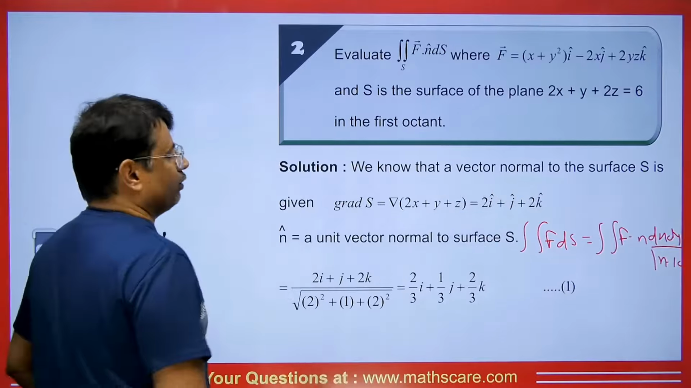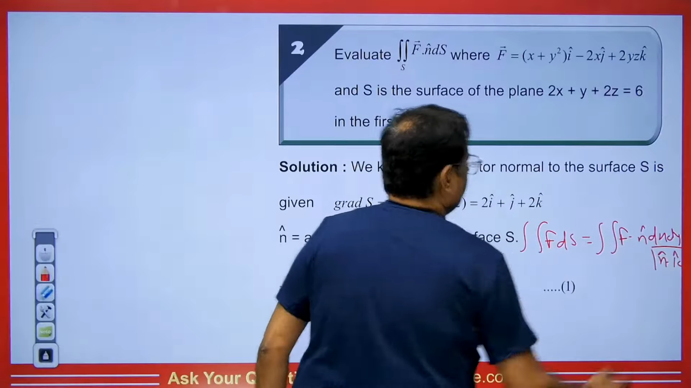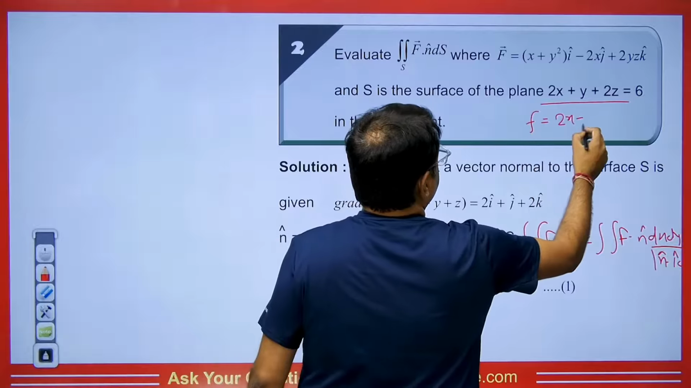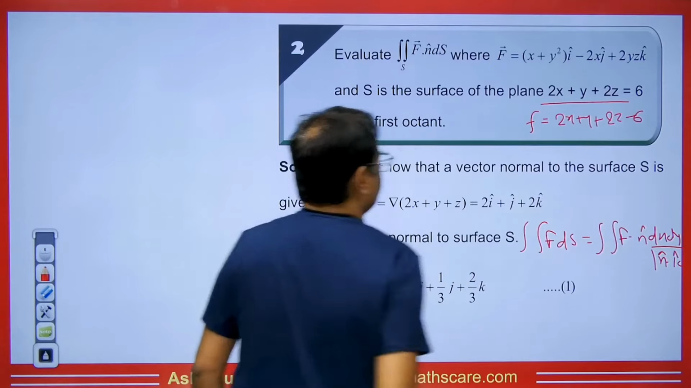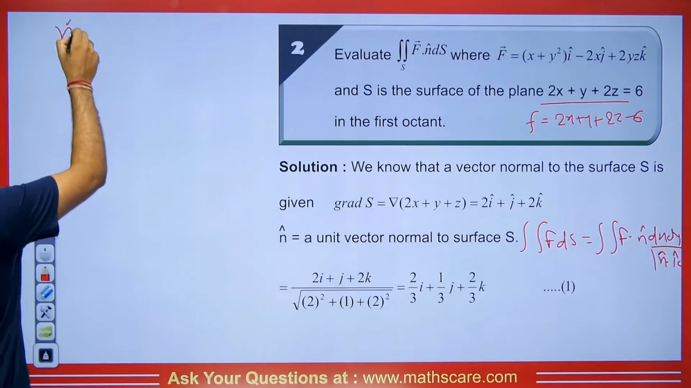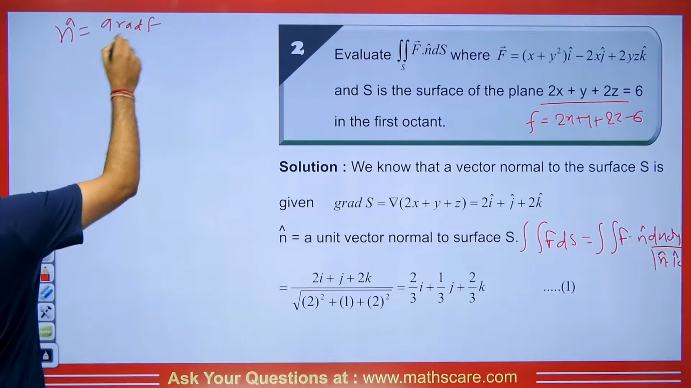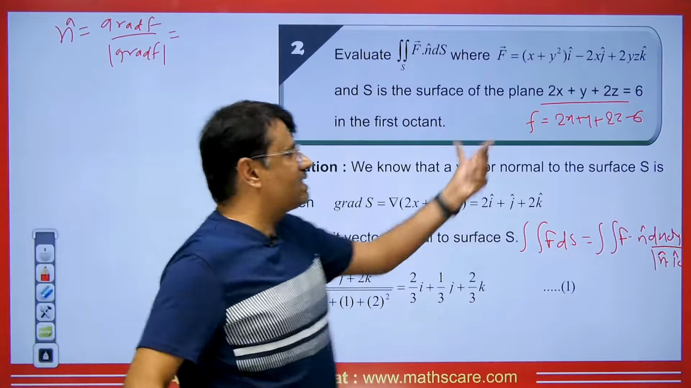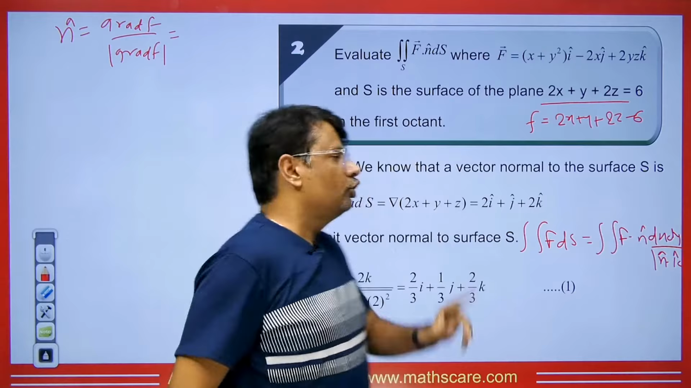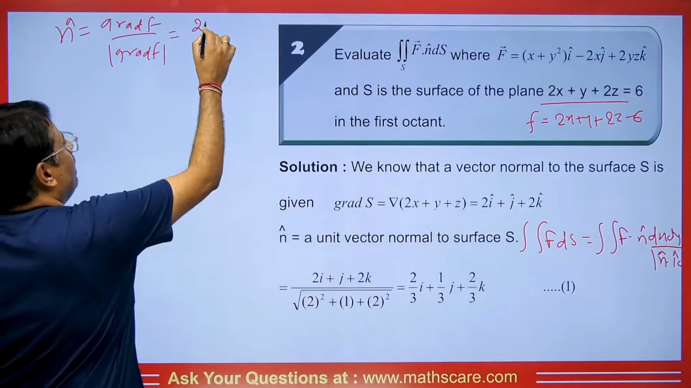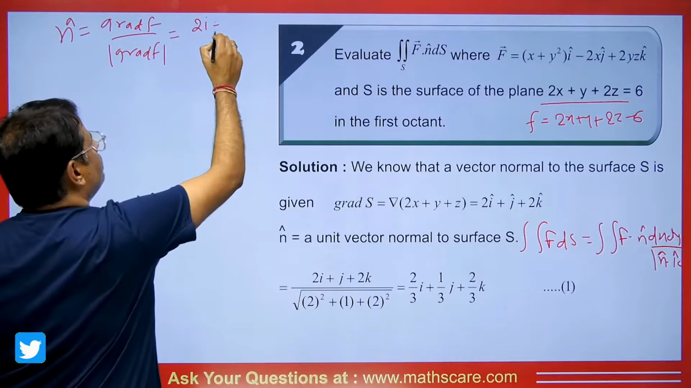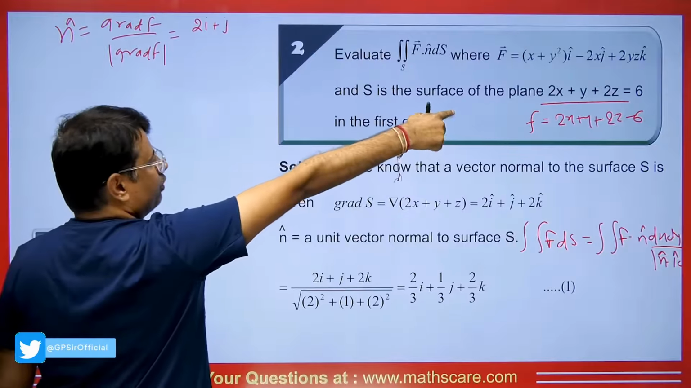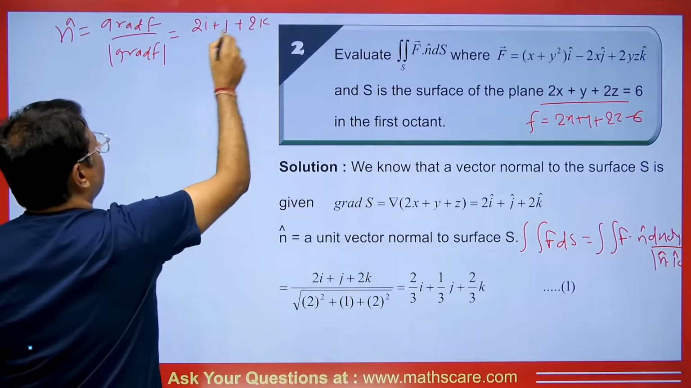Now what do we need, students? We need n cap. How are we going to get the n cap? The F is given here, and we have 2x plus y plus 2z minus 6. So here we'll calculate the n cap, and the value of the n cap is the gradient of F divided by the mod of grad F. To calculate the gradient, the derivative with respect to x gives 2 into i, the derivative with respect to y into j would be 1, and the derivative with respect to z will be 2, and we will multiply by k.